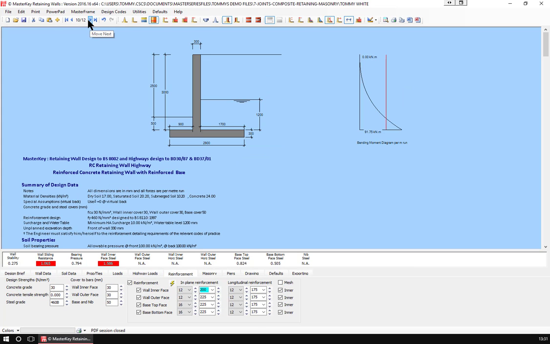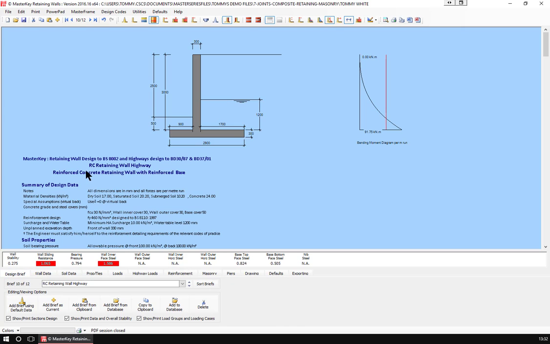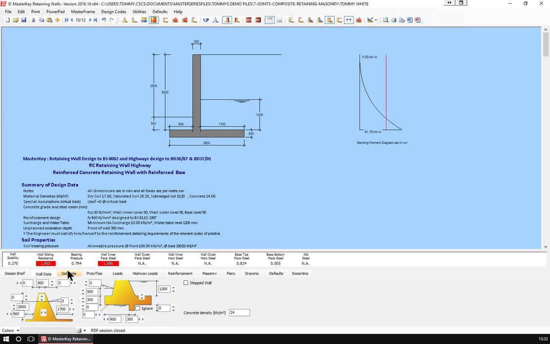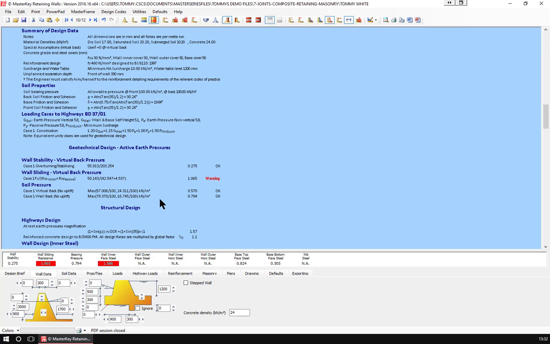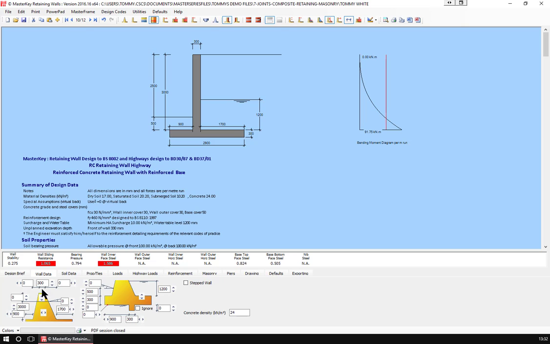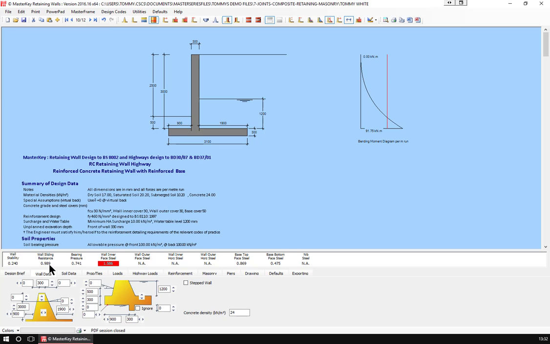So coming along, we've done that one, and now we're into reinforced retaining wall highway loading. So it's a wall adjacent to a highway. We're using the highway loading rules to design this wall, and we'll see that it is failing on sliding. And of course, all we need to do, as you know, to satisfy sliding is increase the heel length, and then we need to satisfy the inner reinforcement.